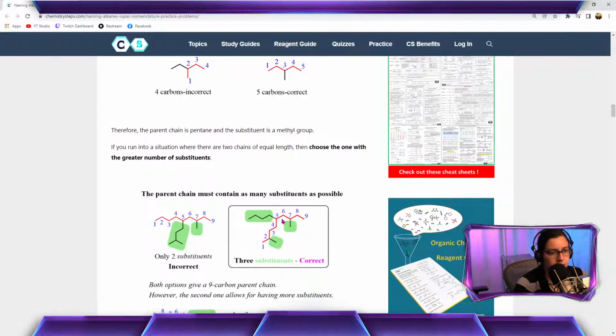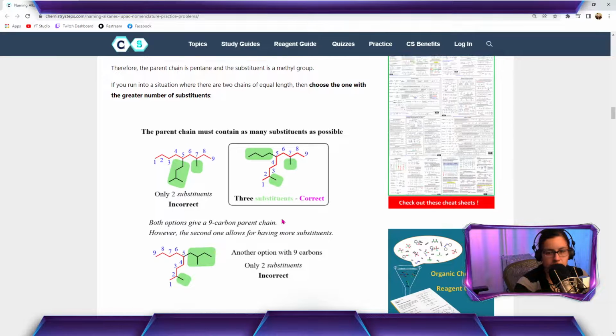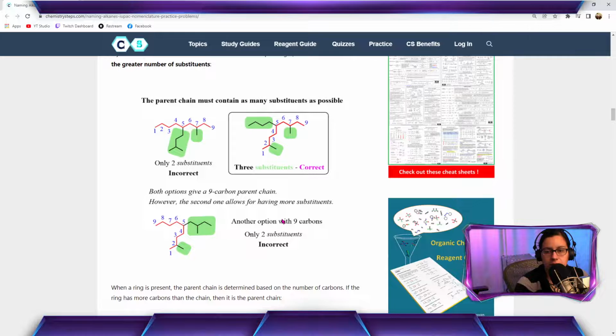Yeah, so that's kind of a nice review. And then this is just reminding you, the parent chain must contain as many substituents, so we're trying to give, again, the highest priority to those substituents.